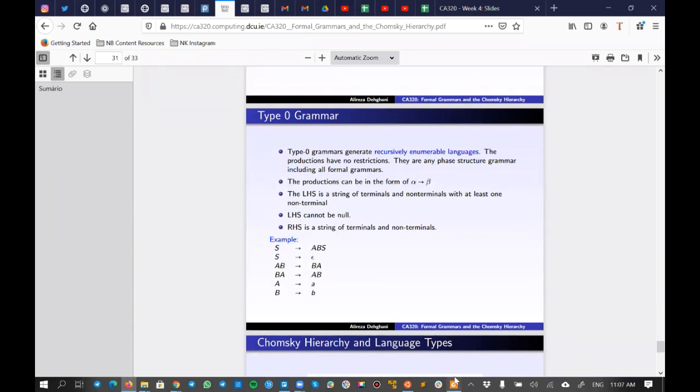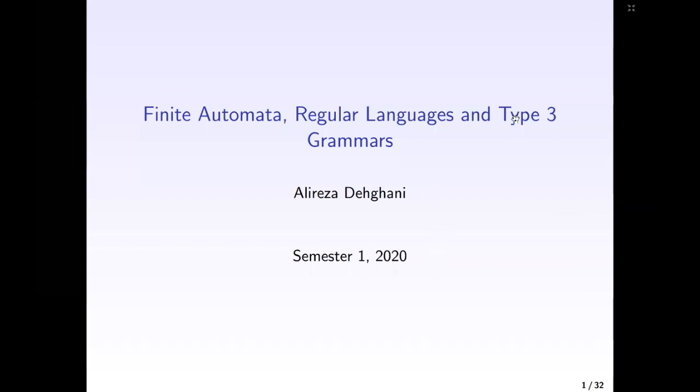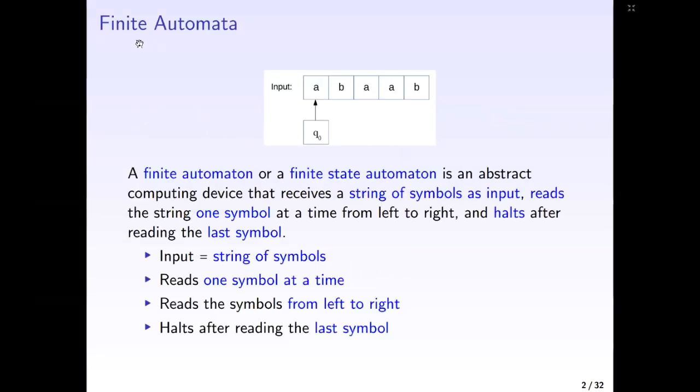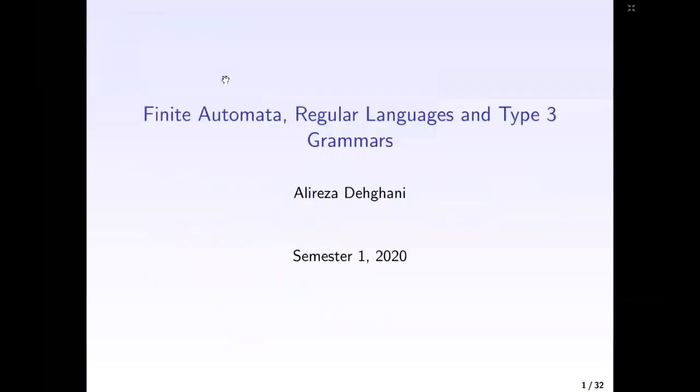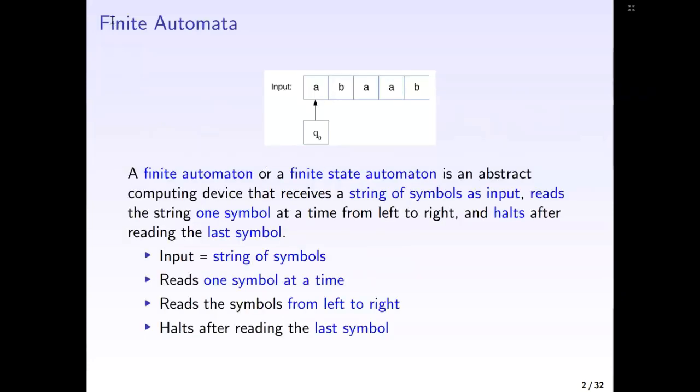So in this week we will go through the type 3 things: type 3 grammars, languages, and automata. That's the interesting and new thing we want to talk about. In terms of automata, finite automata are abstract machines that we use in type 3. Remember that when we are in type 3 in the Chomsky hierarchy, the machine we use is the finite automaton. So when we talk about finite automata, we are talking about type 3 things.